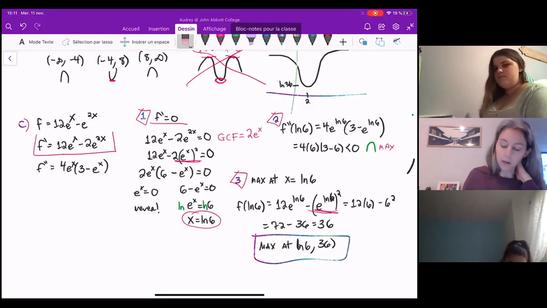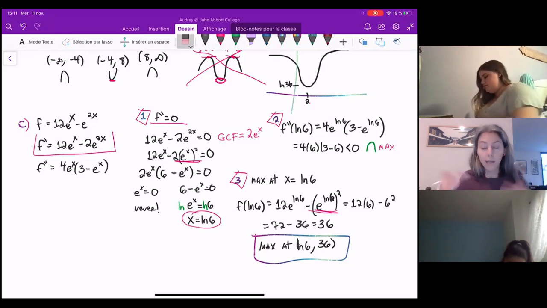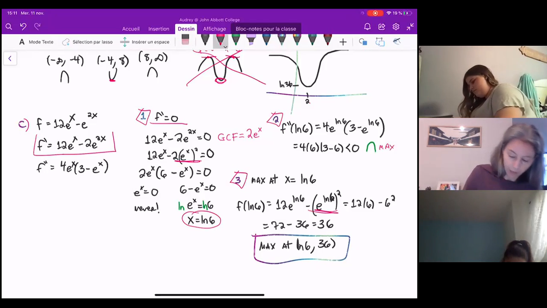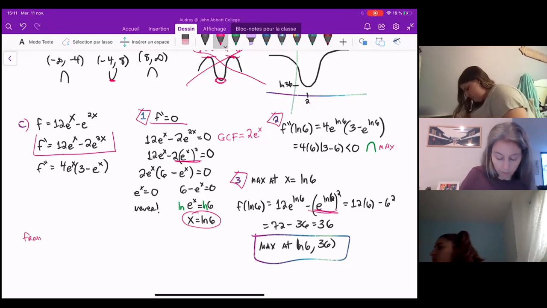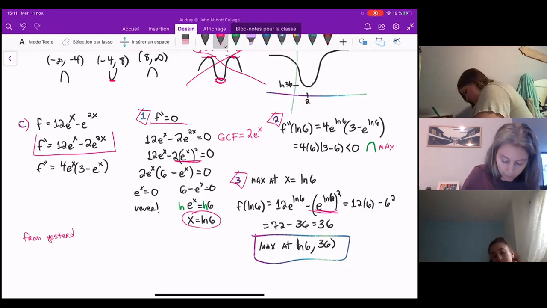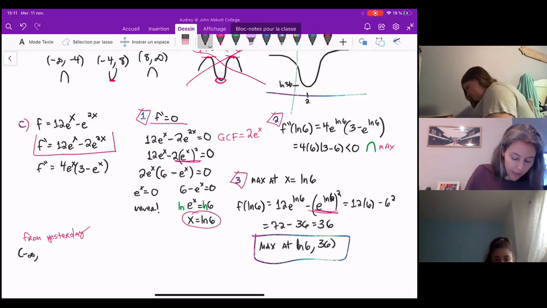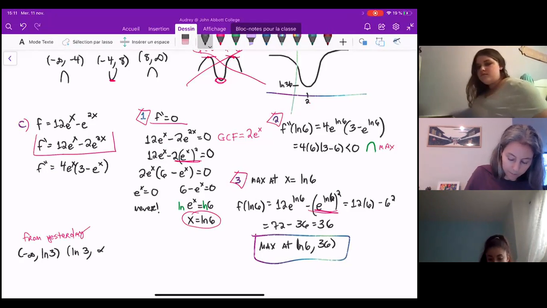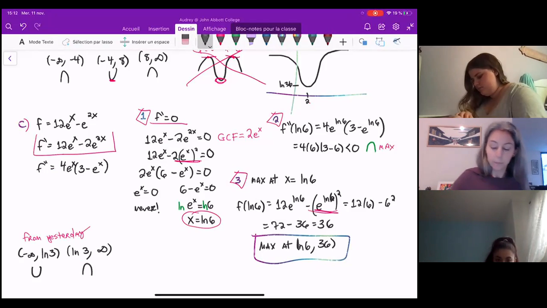Okay, and I'm not going to talk too much about this graph. I'm just going to briefly show you what it will look like, so you get used to seeing what the graphs look like. So this is from yesterday. We had 2 intervals of concavity, so negative infinity to ln 3, and then ln 3 to infinity, and it was concave up and concave down.